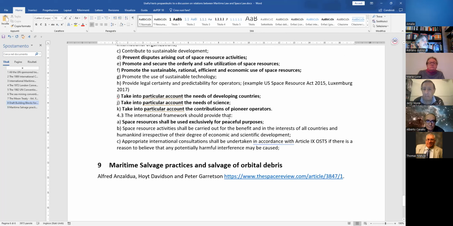The international framework should provide that space resources shall be used exclusively for peaceful purposes. Now, that's an interesting one. Suppose you mine germanium on the moon and it goes into a computer chip that's put into a smart weapon. So how do you make sure that what's mined on the moon, say in rare earths, doesn't go into the use of computer chips for weapons?